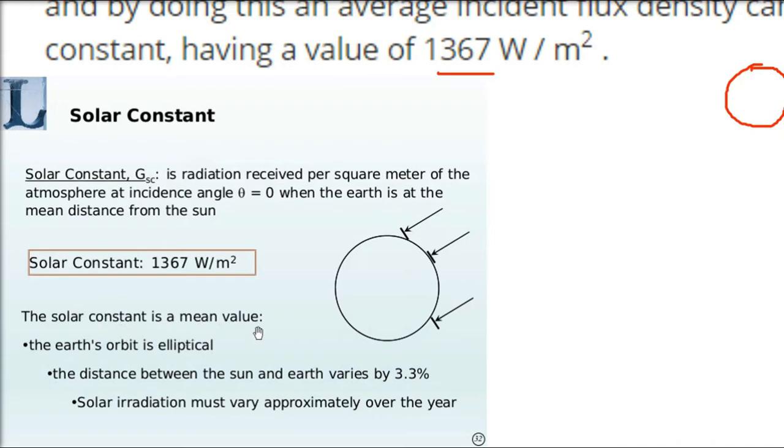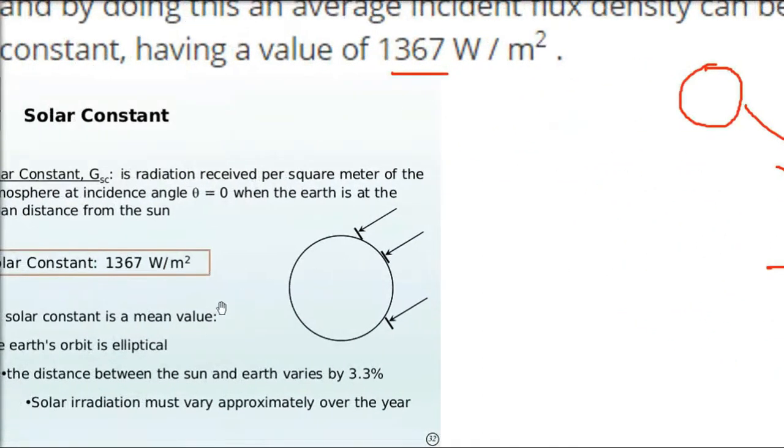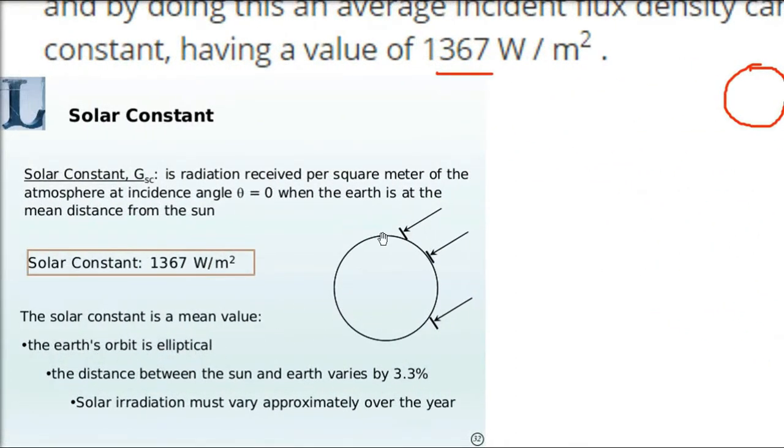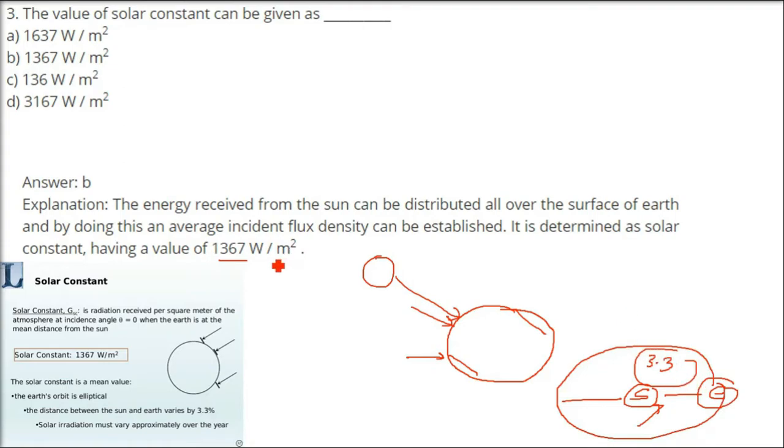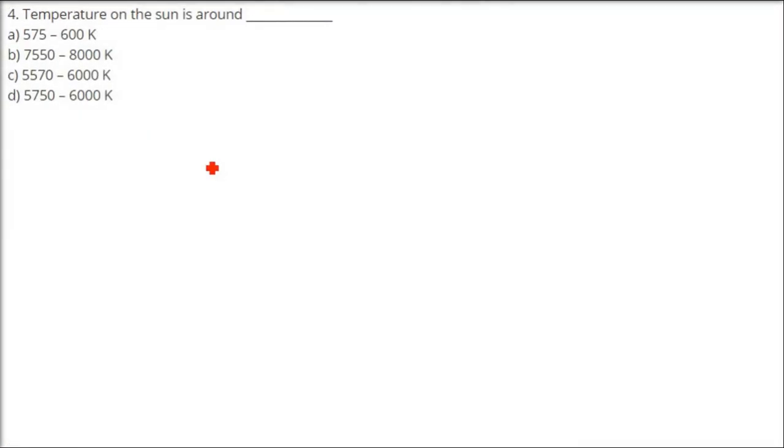There are certain things which we need to know. It is a mean value. As I said, everywhere we have different energy. First is the orbit of Earth. Actually, the orbit of every planet around the sun is elliptical. It is not circular. That is why the distance between the sun and Earth varies. It is not always constant. It varies around 3.3%, because of the elliptical orbit. And the solar irradiation also varies approximately over the year. That is why we have this average constant value, which is 1367 watt per meter square.